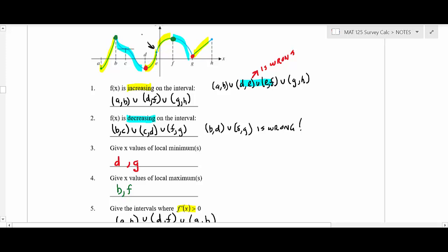And the thing is, the derivative is not equal to 0 there. It's not equal to 0, and that derivative is defined. That's not a vertical tangent line or anything. So you would want to put this interval from D to F.